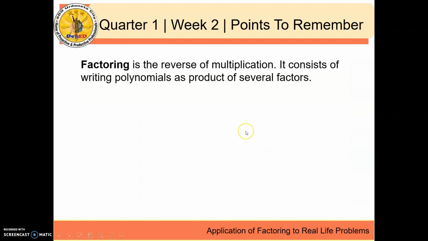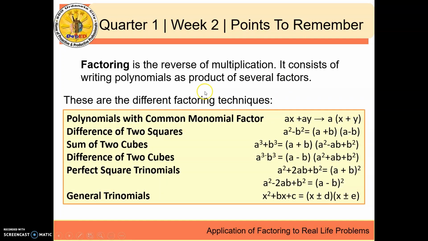Just like you learned from your week 1 lesson, factoring is the reverse of multiplication. It consists of writing polynomials as product of several factors. And you learned that there are different factoring techniques, which are the following: polynomials with common monomial factor, difference of two squares, sum of two cubes, difference of two cubes, perfect square trinomials, and general trinomials. So let's explain it one by one.